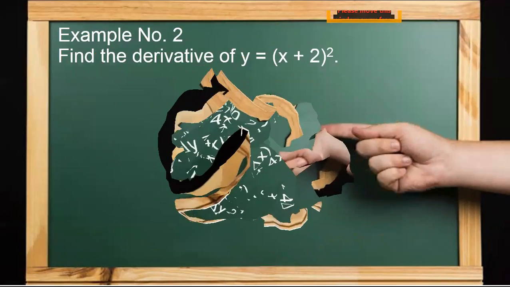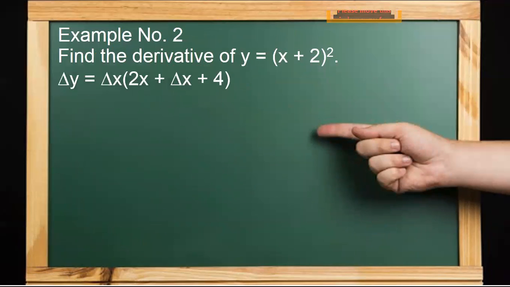Okay. Next, what we're going to do is factor delta x, so that it will be easier for us to divide both sides of the equation. So this will be delta y, which is equal to delta x multiplied by 2x plus delta x plus 4. Now we proceed with the next step. We're going to divide both sides of the equation by delta x. This will be your output, 2x plus delta x plus 4. Okay?